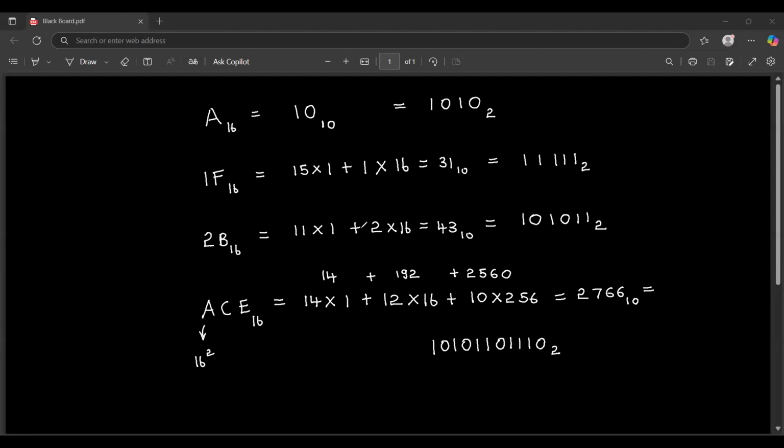In the next video, we are going to convert from binary to hexadecimal and hexadecimal to binary directly. We are going to use a table to find the solution. So stay tuned.